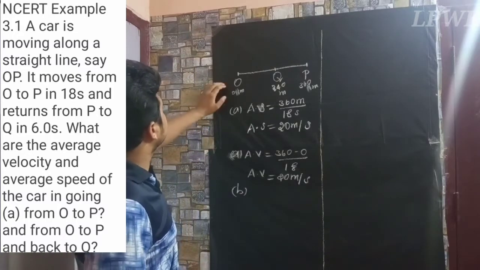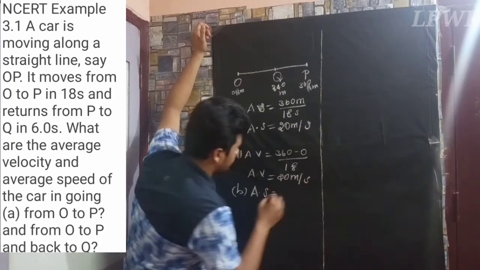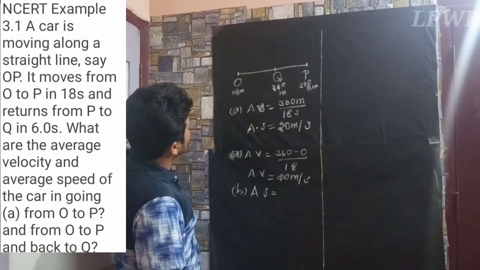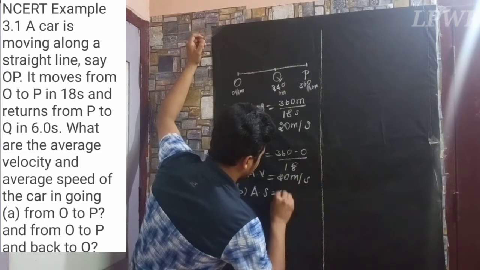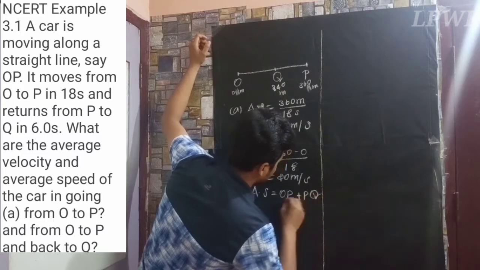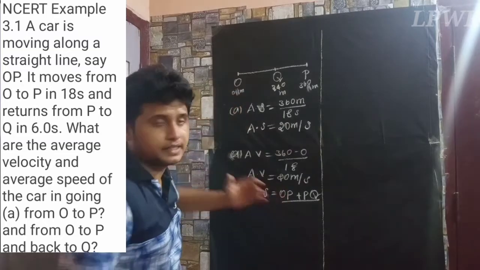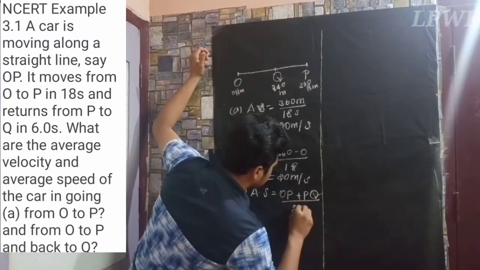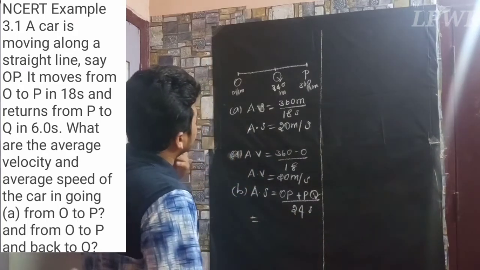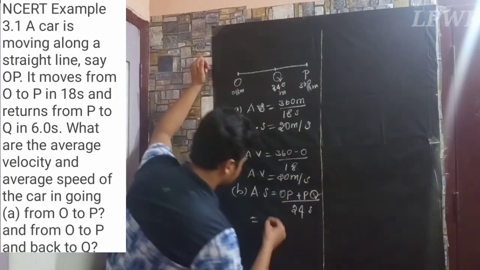So same, average speed. First of all we can find the average speed O to P, P to Q. So OP plus PQ. Okay, and then the time will be 18 seconds plus 6 seconds, 24 seconds. Okay, 360 plus 240.